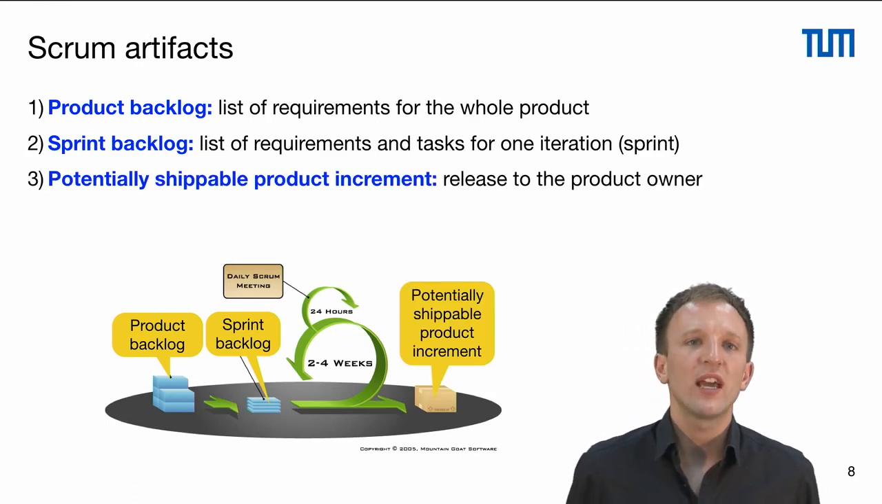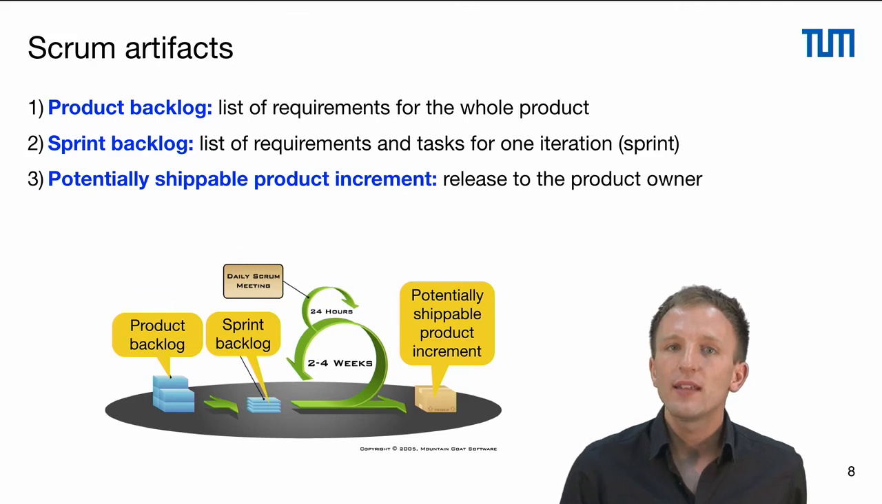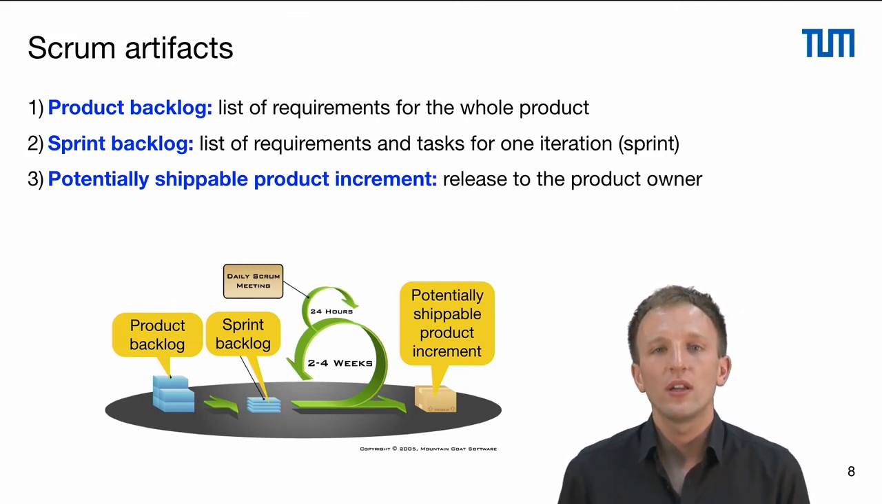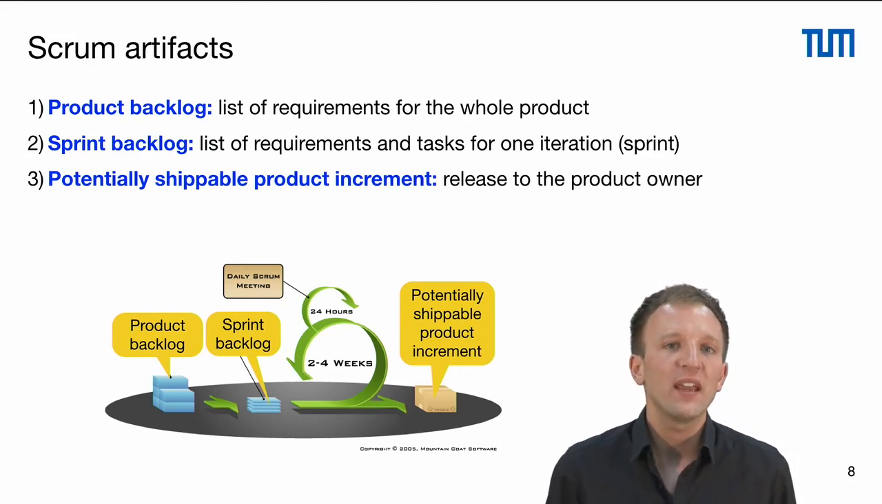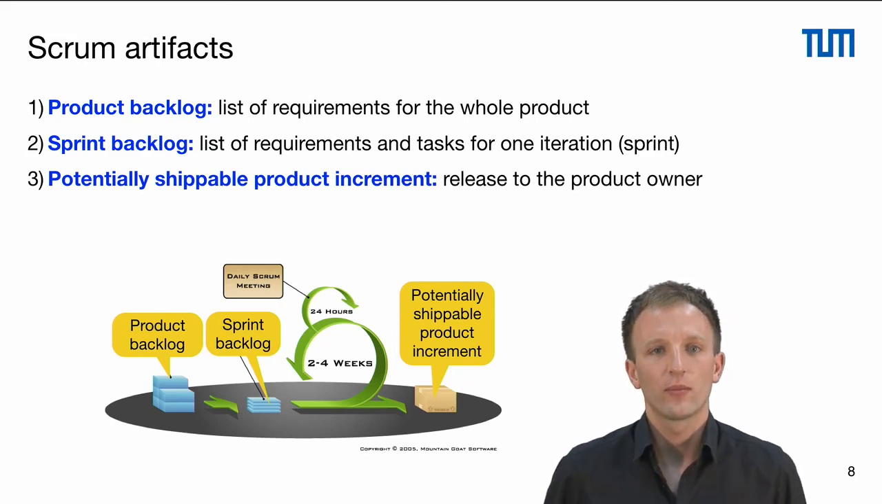And we have the potentially shippable product increment at the end of a sprint that is released to the product owner, and it is potentially also released to the end users of the software. And that is the basis for the feedback for the upcoming sprints.